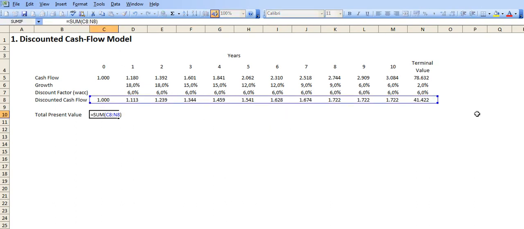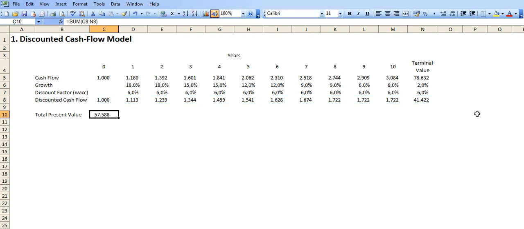So to come up with the calculation of the total present value, you add up everything you see here. So including year 0, including year 1, 2, 3 discounted cash flow, and all the way to the terminal value's present value, which gives you a total of 57,588.